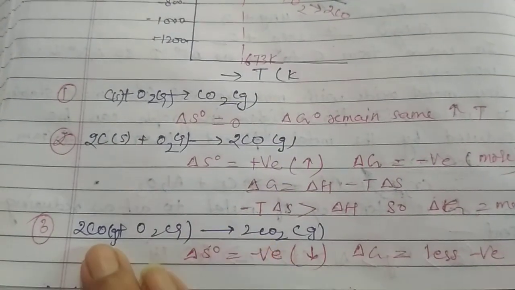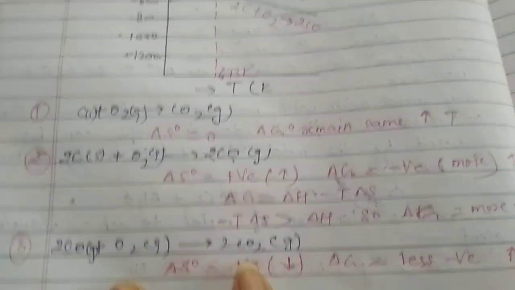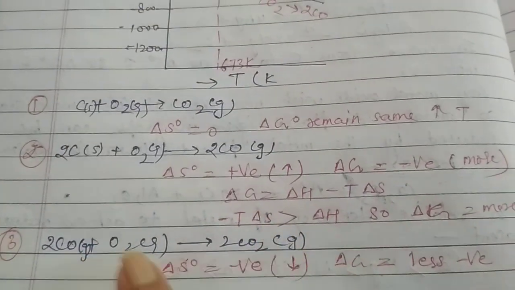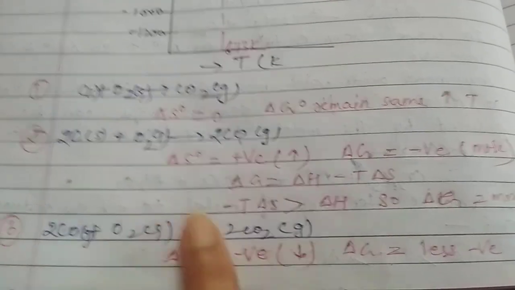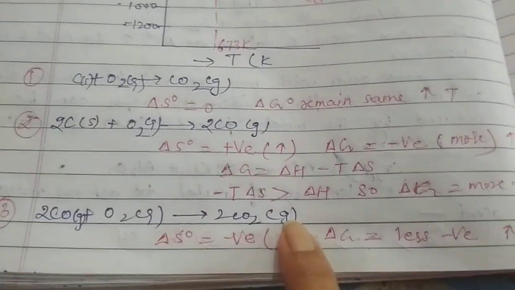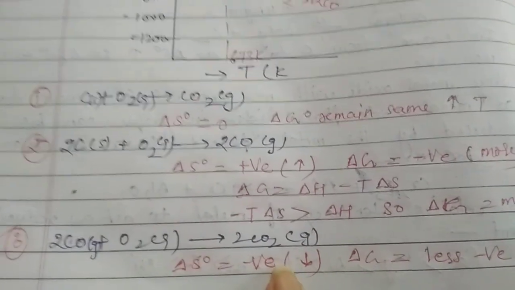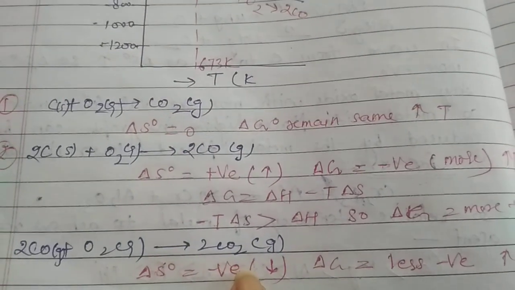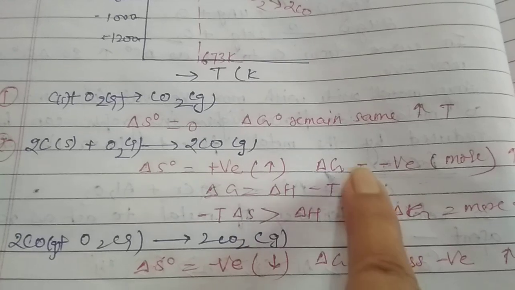The third reaction is carbon monoxide oxidized to form carbon dioxide. Here we are able to see that the value of del S naught is negative. Both were in the gaseous state, and now we are getting the product in the gaseous state, so the randomness must be a bit decreased. It means it would be negative. And if it is negative, then on increasing temperature, T del S would be more negative.